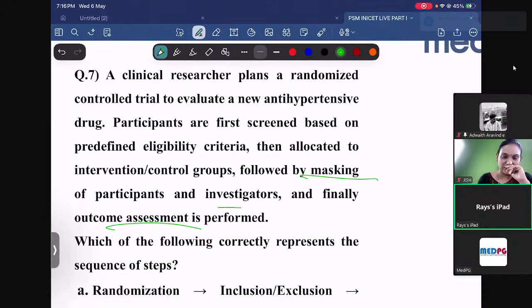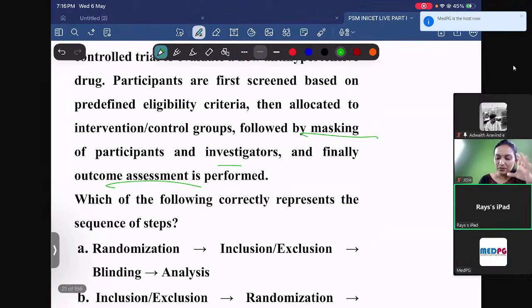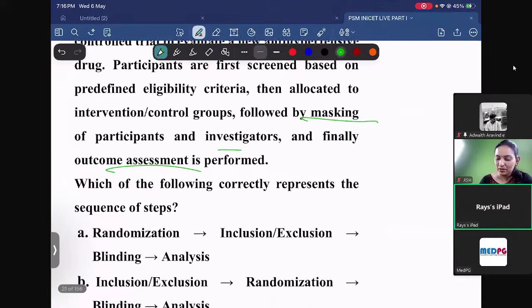See, in INI-CET, mostly you get large questions. That is actually kind of distracting. So you should do the questions only, then you will get it. You should have that habit of reading the questions fast and picking out the important points. So here actually nothing is much important because the question is direct.